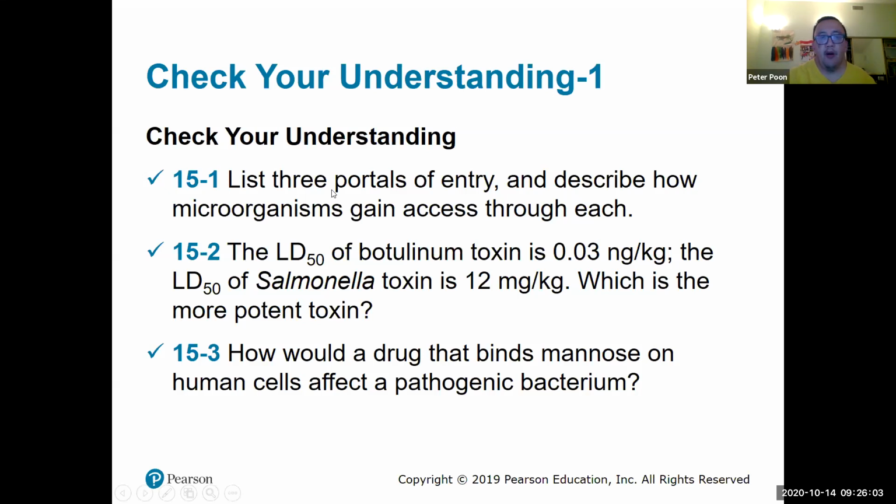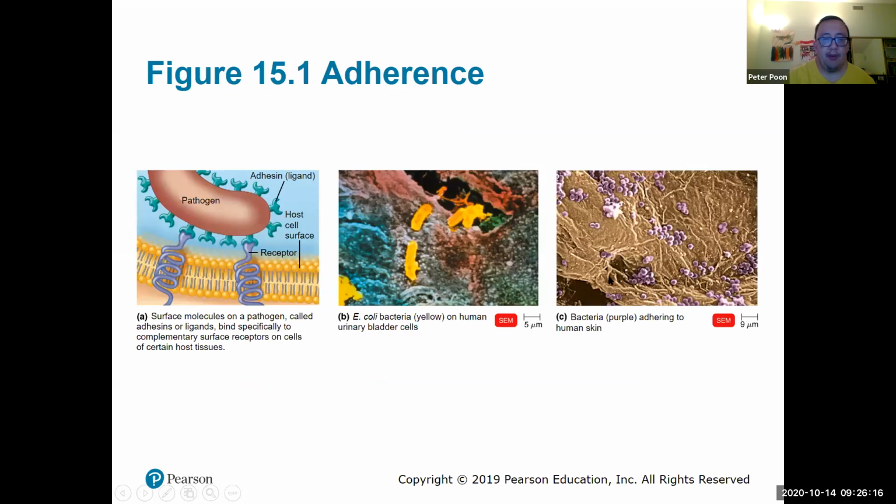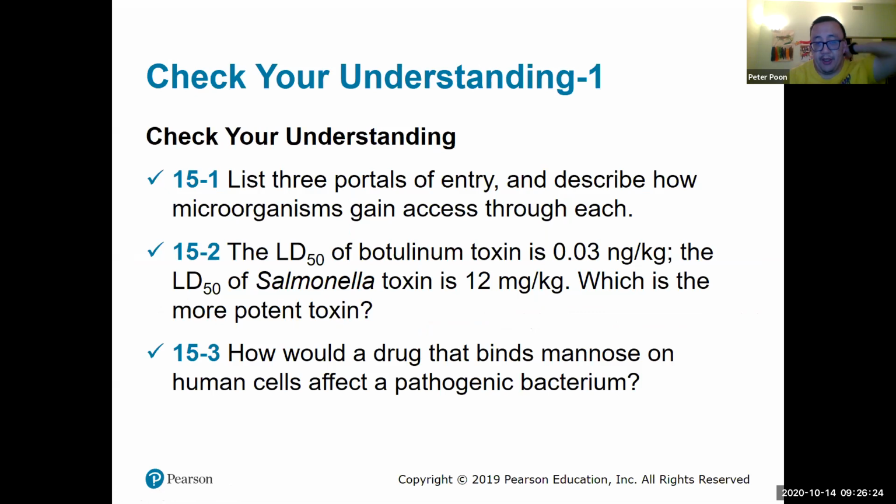Make sure you understand this. Number three, I'll explain this one. How will a drug that binds mannose on human cells work? We have a lot of sugars called mannose on our cell surface, and a lot of adhesins attach to mannose. So if you have something that already attaches to mannose, it would prevent the pathogenic bacterium from attaching to mannose.